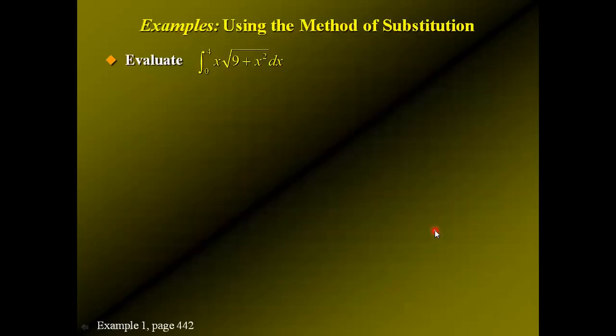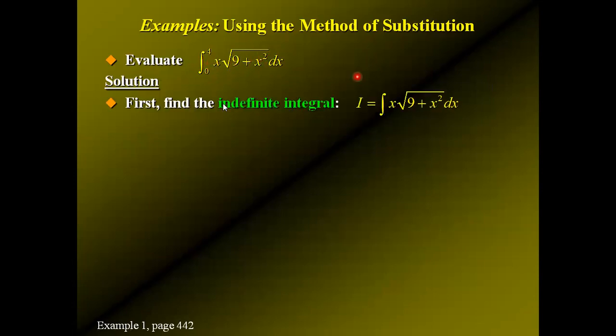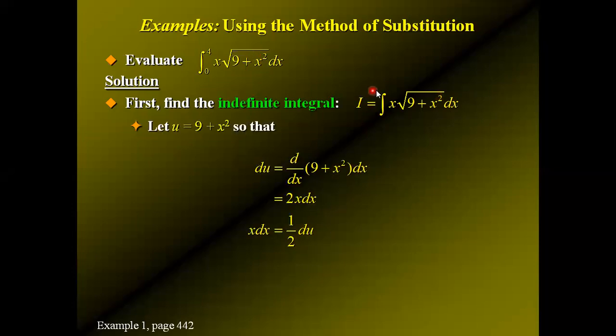Now, how to find this using the substitution method? You must know the substitution method. How to find this integration from 0 to 4 of x root over 9 plus x square dx. First of all, find the indefinite integral of x root over 9 plus x square without limit values. Let u be taken: 9 plus x square equals u.